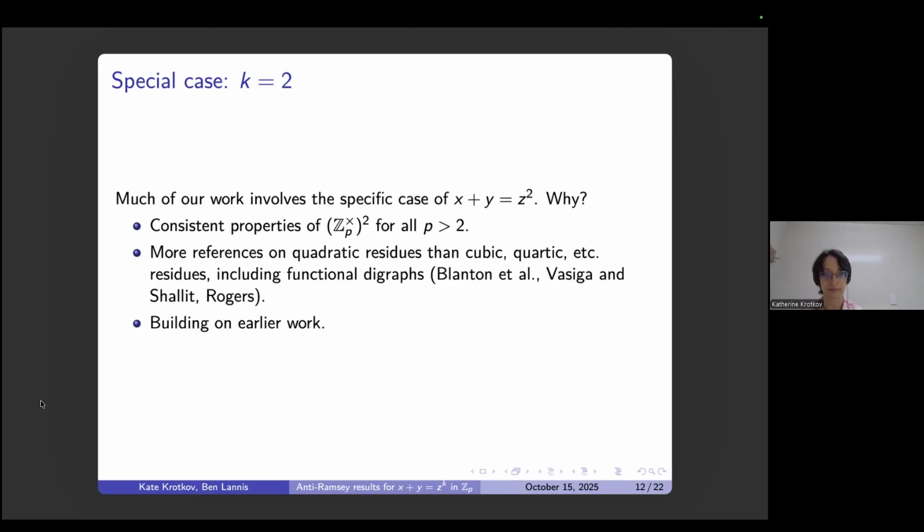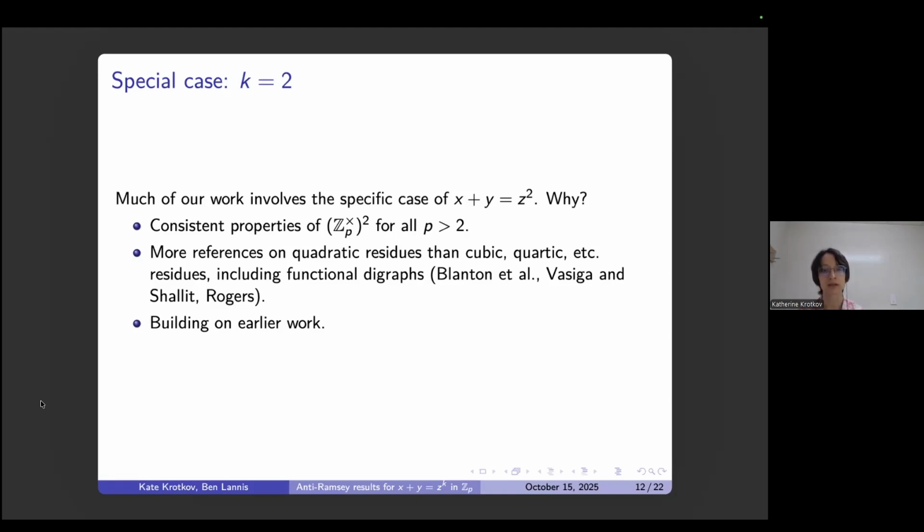And that's one of the other results that we find useful in working with this equation in terms of classifying the rainbow-free colorings. There's just more written about quadratic residues than cubics and quartics because they are less nice to work with. And also, quadratic functional digraphs have been studied a lot more than other powers. There have been some things written about other powers, but for squaring specifically, we use resources from Blanton et al., Vasca and Shalit, and Rogers.